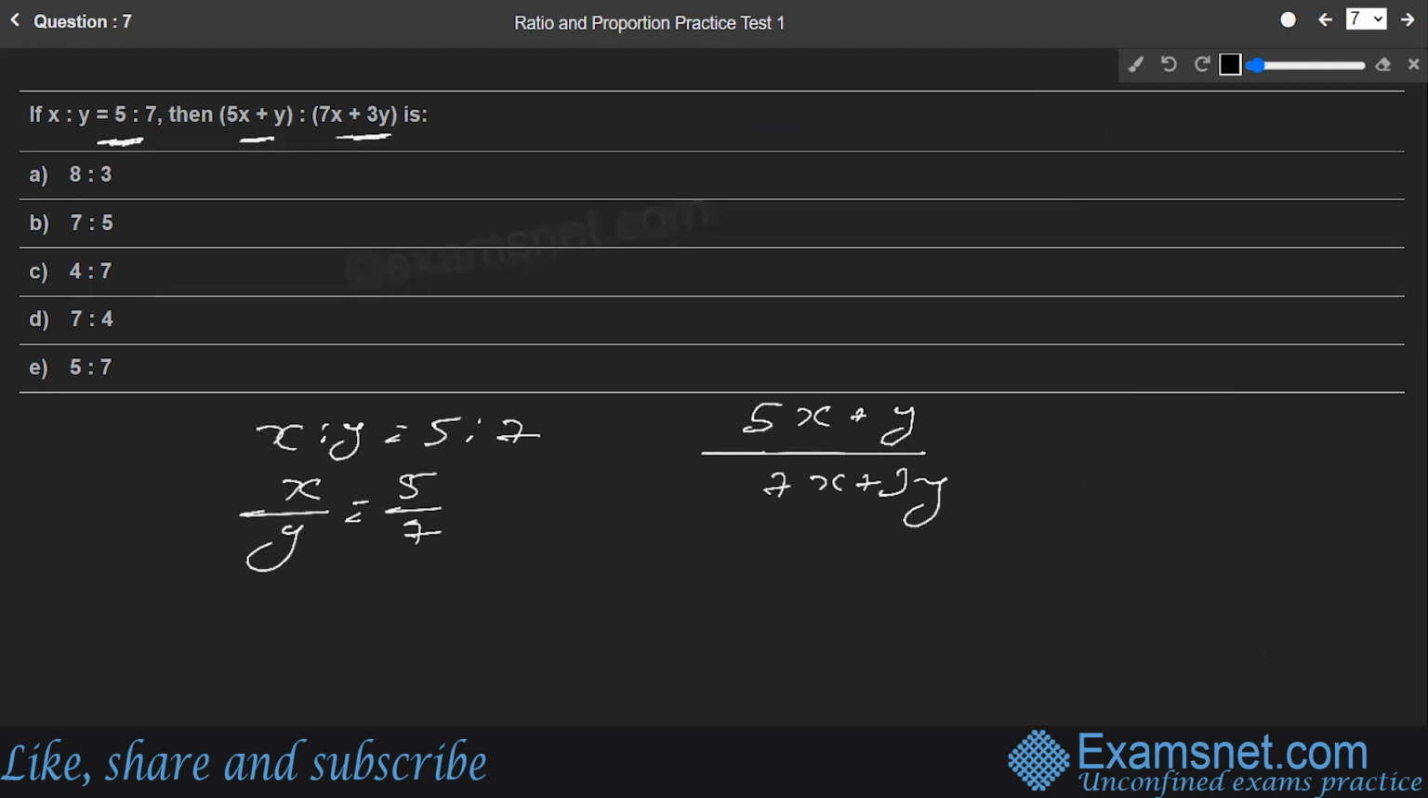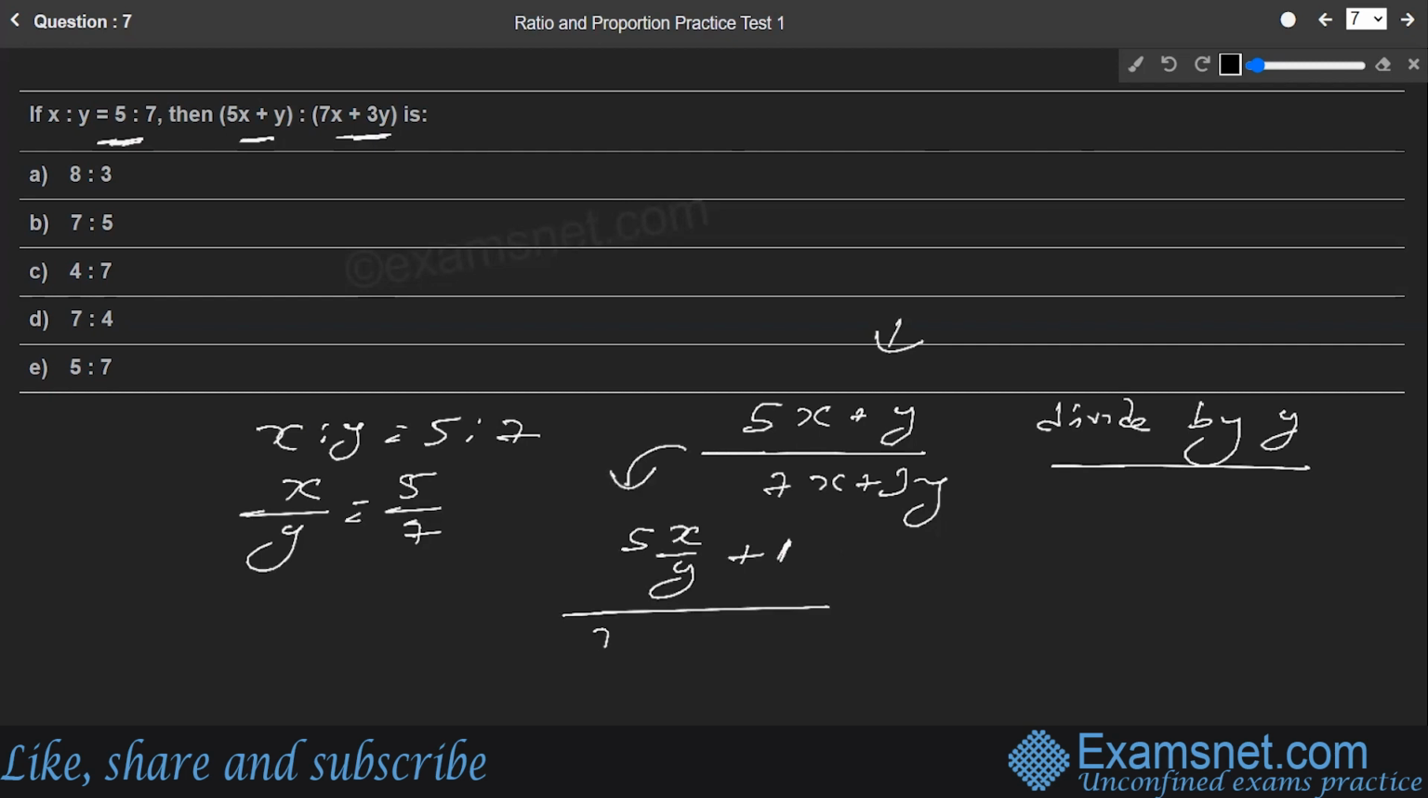Let us do a little change in the expression that we are supposed to solve. Let us divide this expression by y. If you divide this expression by y, in the numerator you receive 5x by y plus 1, because y by y will be 1. Divided by, in the denominator you receive 7x by y plus 3, because y by y will again become 1.